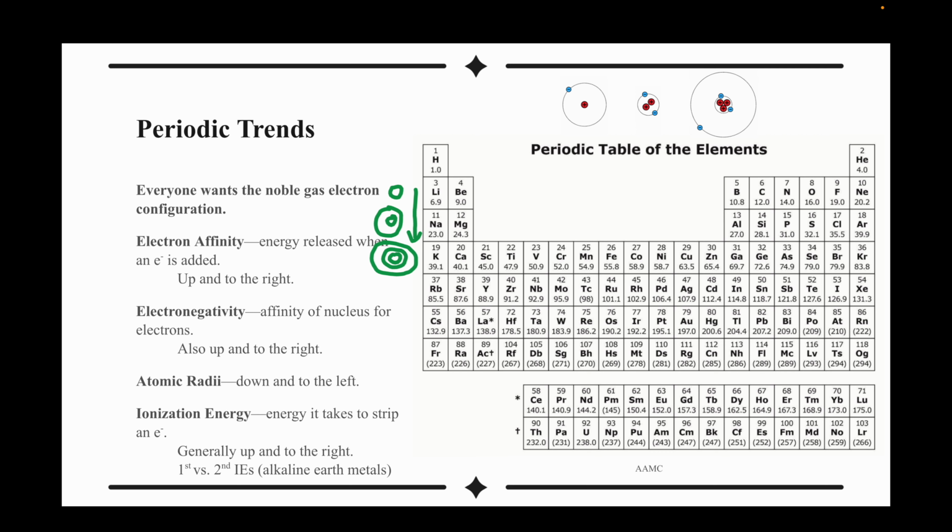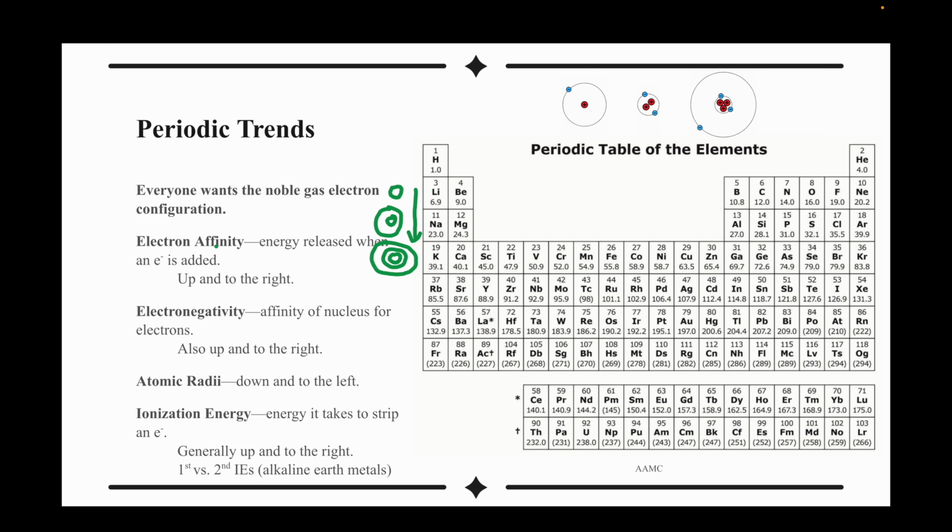So again, remember, as we go left to right on the periodic table, we increase the number of protons in the nucleus, which will increase the atomic nucleus's attractive force on the electrons. And as we go top down on the periodic table, we're going to increase the number of shells of those electrons, which get further and further away from the nucleus. With this in mind, let's talk about some trends. Remember, everyone wants the noble gas electron configuration. Noble gases have a very stable electron configuration. So that's the goal of all of these elements.